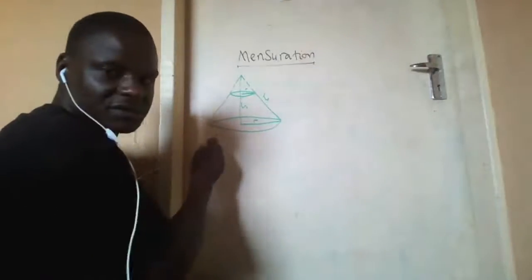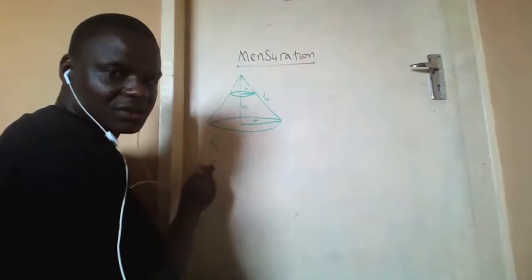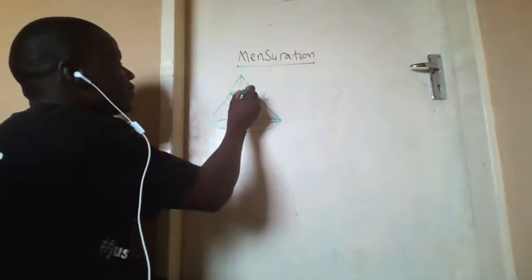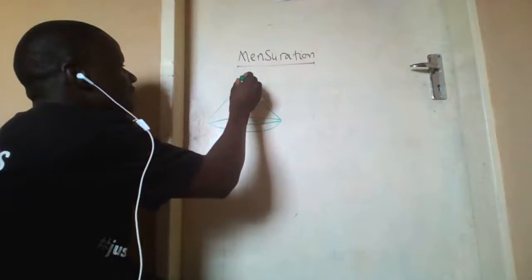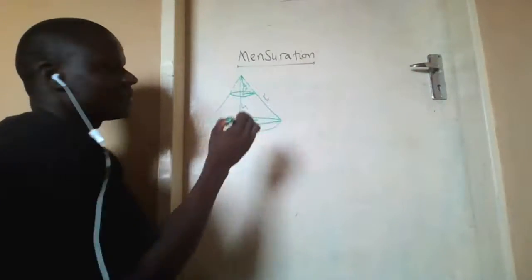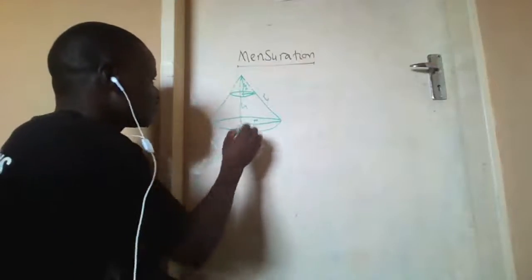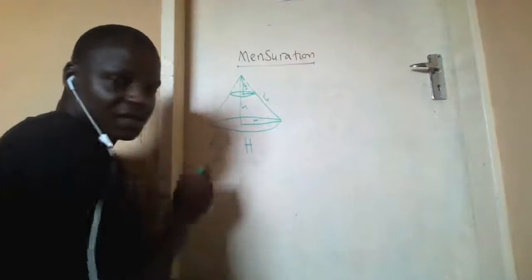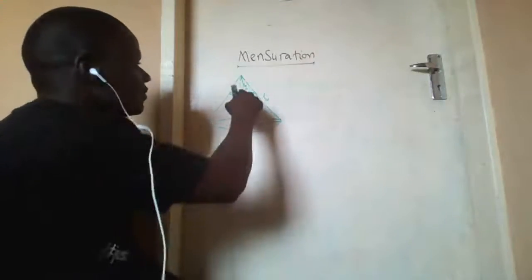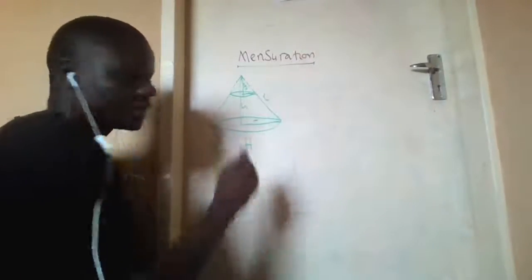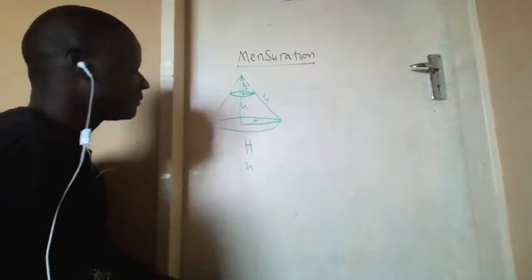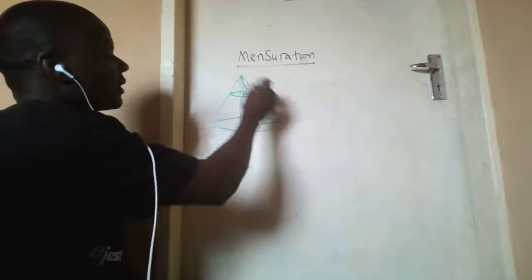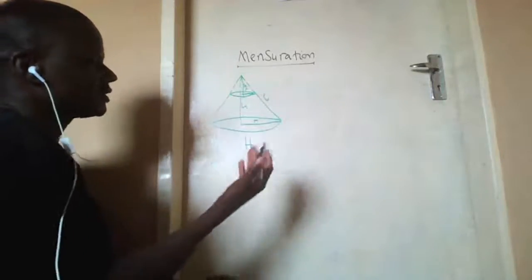Okay, so we're going to have this capital R here and the small r here. Then the other thing is, if that is done, we're going to have another height for a smaller cone. So we're going to have two heights. The height of the complete cone we are going to call h, capital H, then the height of the small cone will be small h.